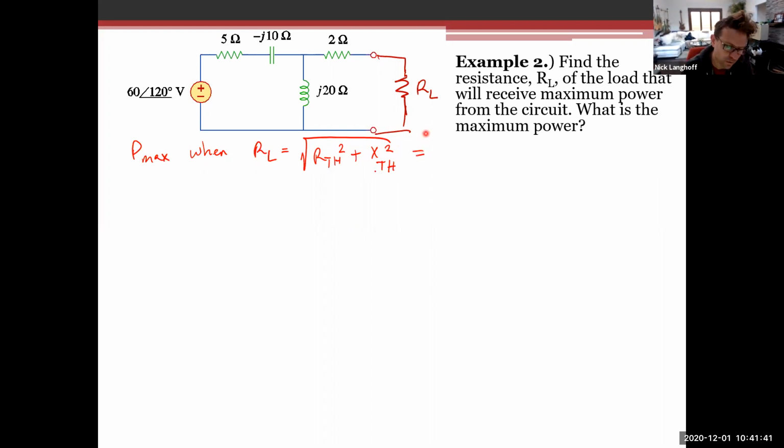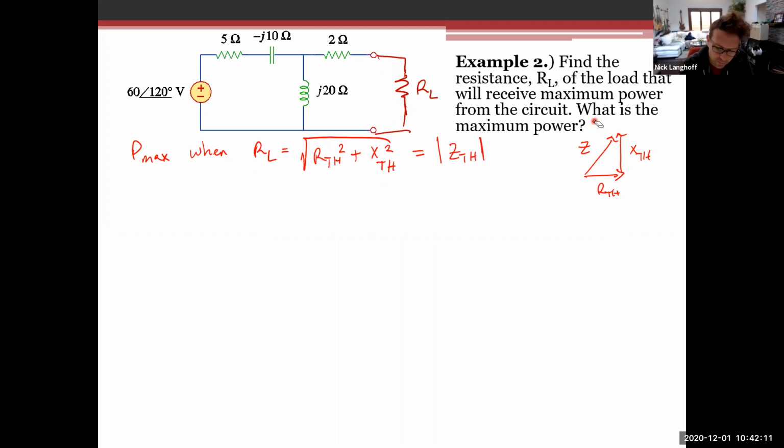And if you think about this in terms of, this is R Thevenin, and let's say this is X Thevenin, then the impedance Z is the Pythagorean or the geometric sum of R Thevenin and X Thevenin in the complex space. And so that's equal to the magnitude of Z Thevenin.